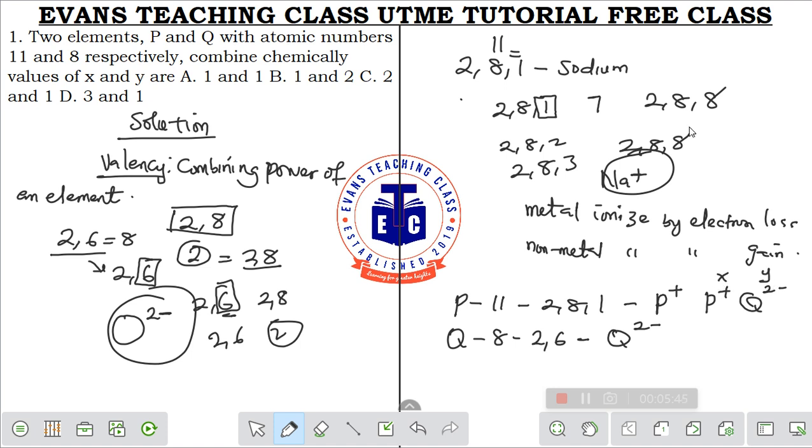Now look at this. P plus is the same thing as 1, but if you have P2 plus, it's the same thing as 2, right? If you have P2 minus, it's the same thing as P2. That is, minus does not mean anything, just remove it, because the question is not asking you about minus. So it's just like having P raised to power 1 and Q raised to power 2. Do you get? So this is the combining power. So our X is 1 and our Y is 2.